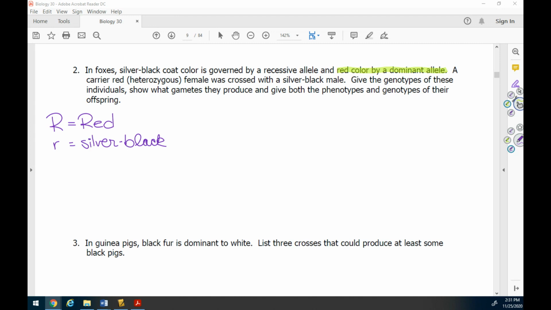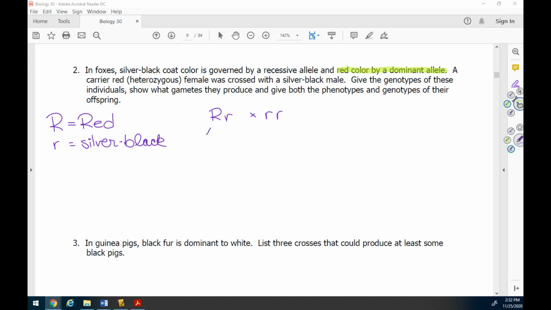Next, a carrier red or heterozygous female. So the female has a big R, little r, and was crossed with a silver-black male. The silver-black has to have 2 lowercase alleles because he is recessive. Give the genotypes of these individuals. Done. Show what gametes they produce.